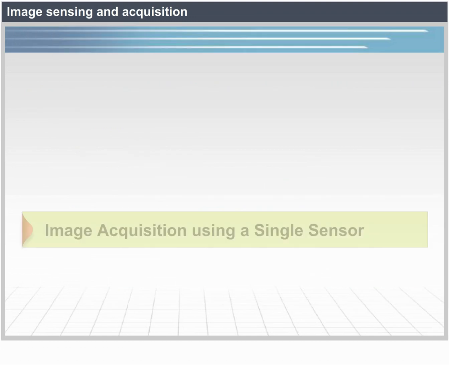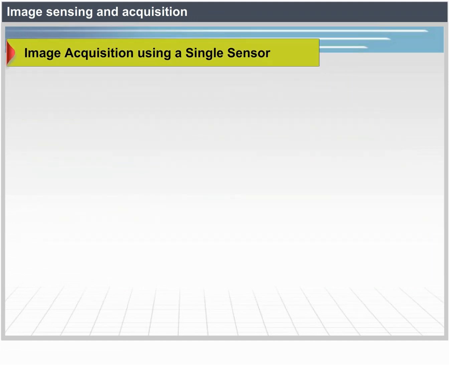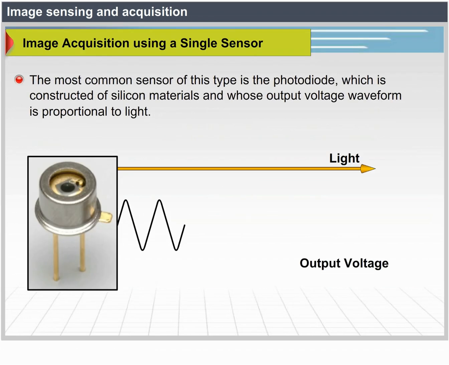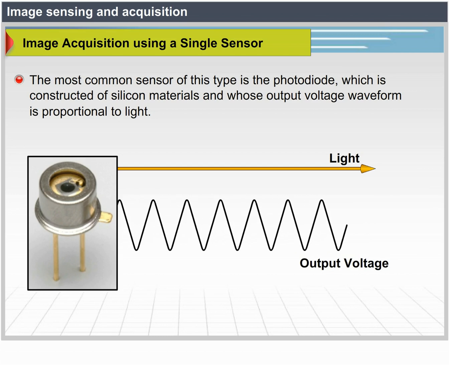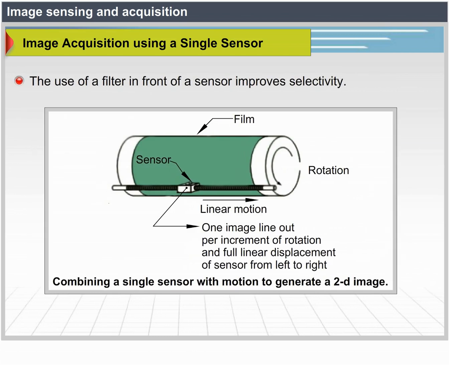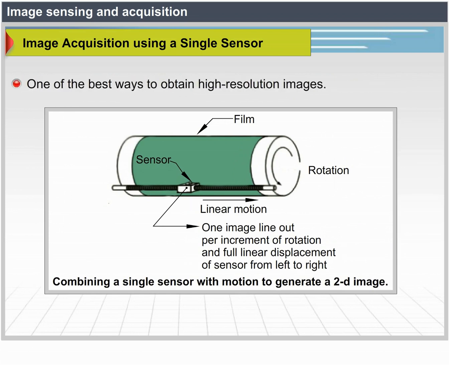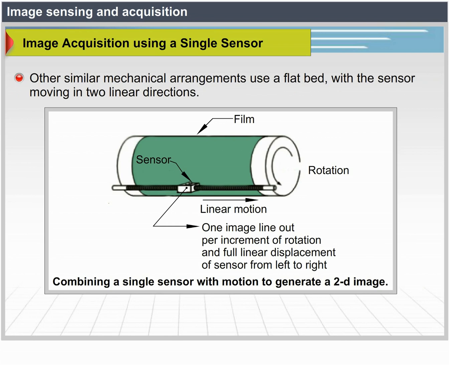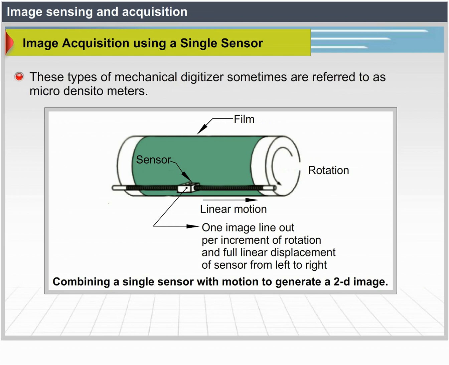Image acquisition using a single sensor. The most common sensor of this type is the photodiode, which is constructed of silicon materials and whose output voltage waveform is proportional to light. The use of a filter in front of a sensor improves selectivity. This is one of the ways to obtain high-resolution images. Other similar mechanical arrangements use a flatbed, with the sensor moving in two different linear directions. These types of mechanical digitizers are sometimes referred to as micro-densitometers.